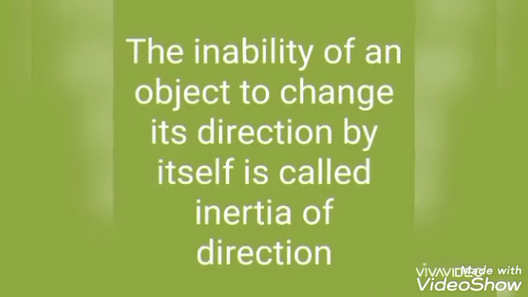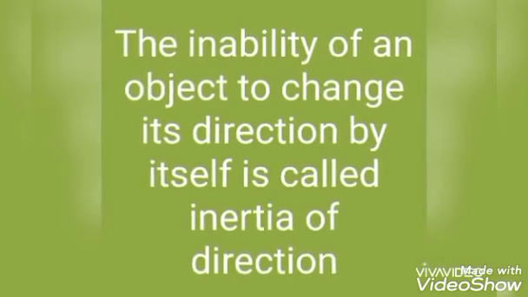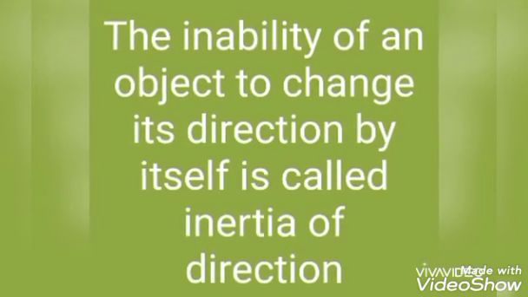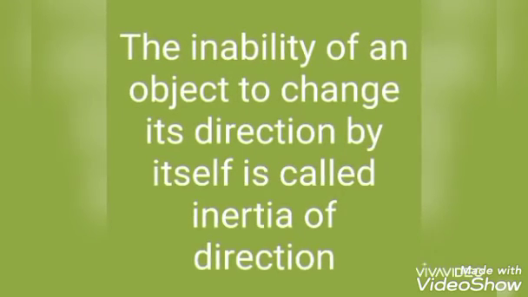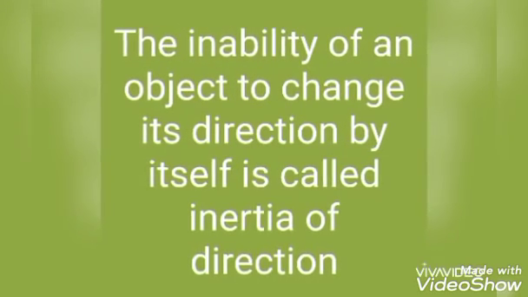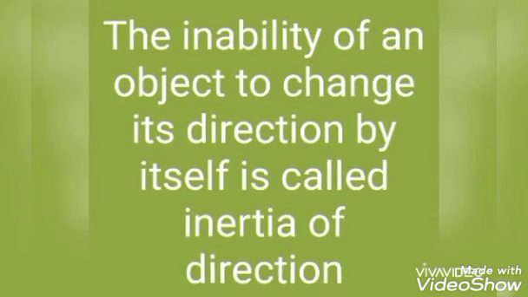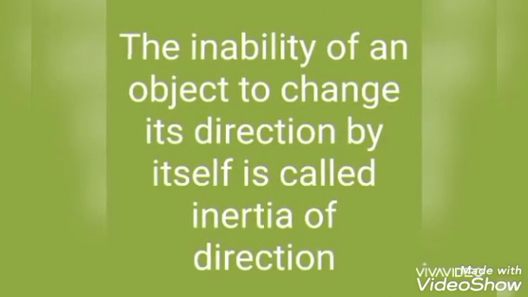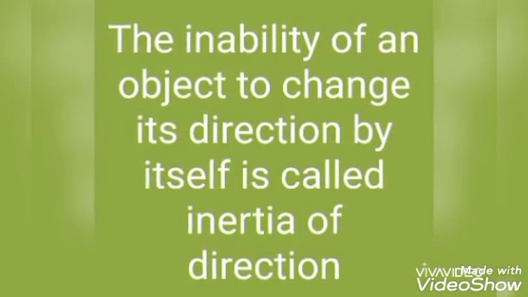Then we move on to inertia of direction. What is inertia of direction? The inability of a body to change the direction of motion by itself. It is the inability of a body to change the direction of motion. When a body in motion cannot change its direction, this inability is called inertia of direction. Let's look at an example.